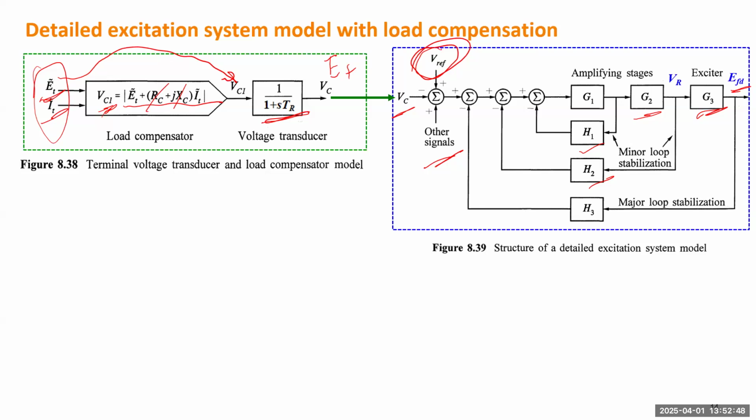So if I make RC and XC positive values, real numbers, any numbers, as long as they are not 0, the VC will be different from terminal voltage. That voltage will be higher or lower than the terminal voltage.